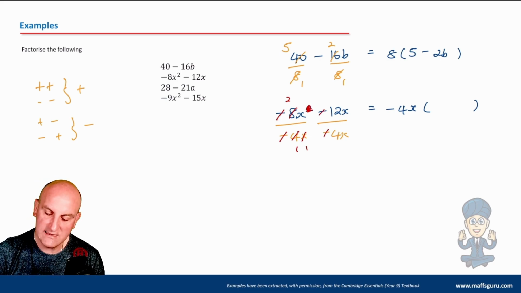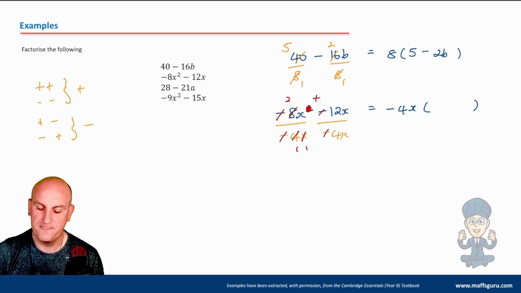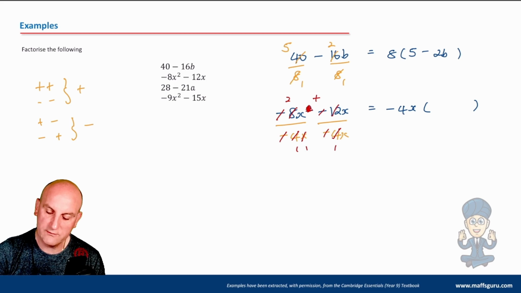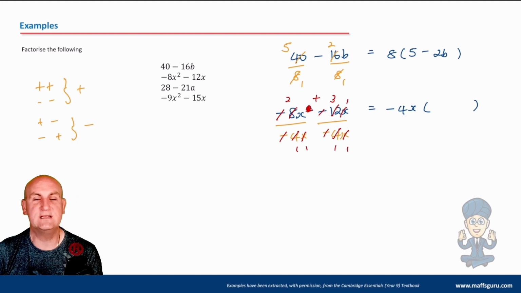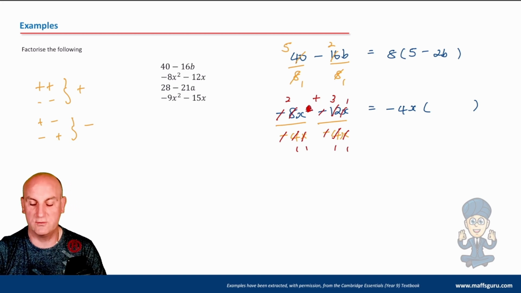A negative and a negative become a positive. 4 into there goes once, 4 in there goes 3 times. X into there once, X into there once. Now again, this looks complicated, but again, I in my head do it a slightly different way, which I'll talk about in a different video.